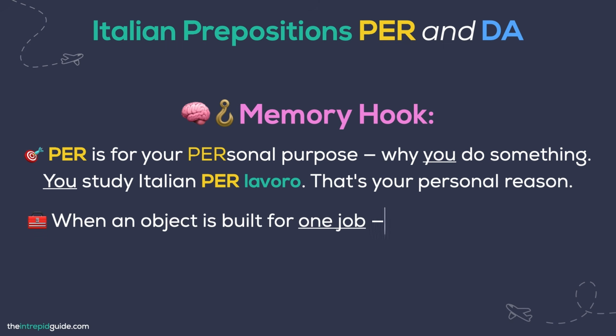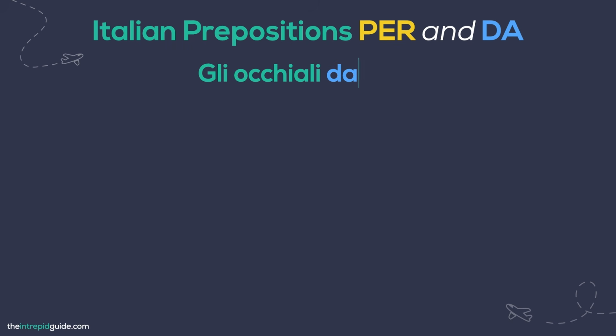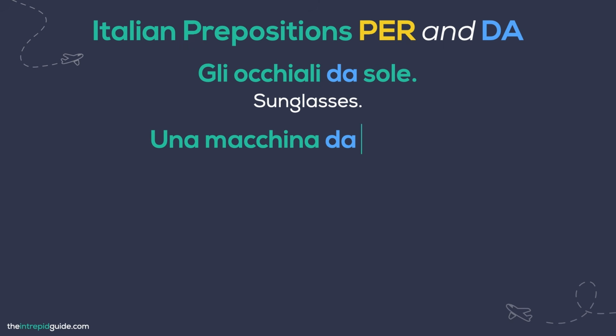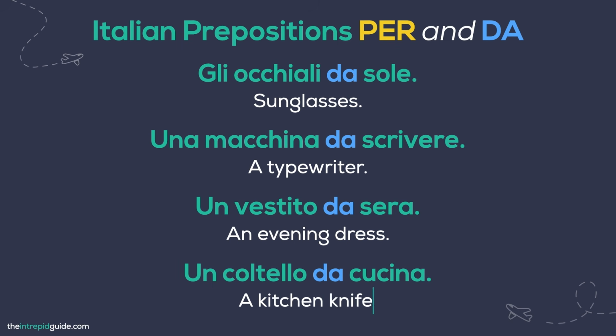That's your personal reason. But when an object is built for one job, when it was designed to do that thing, that's different. The object has a job to do. Take a look at these examples. Gli occhiali da sole. Sunglasses. Una macchina da scrivere, a typewriter. Un vestito da sera, an evening dress. Un coltello da cucina, a kitchen knife.